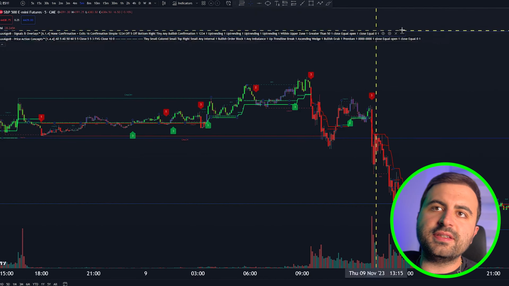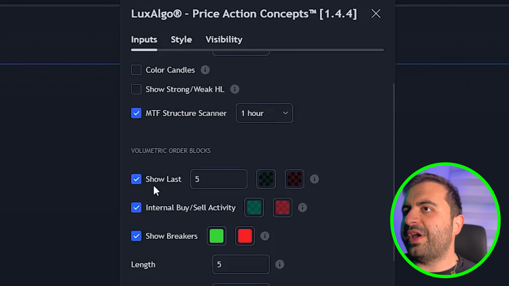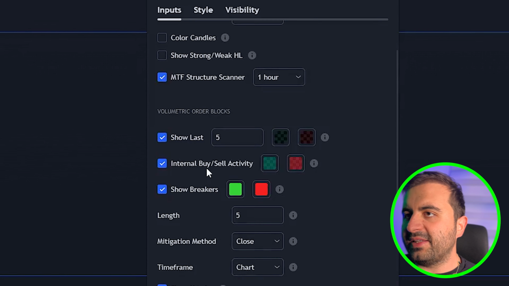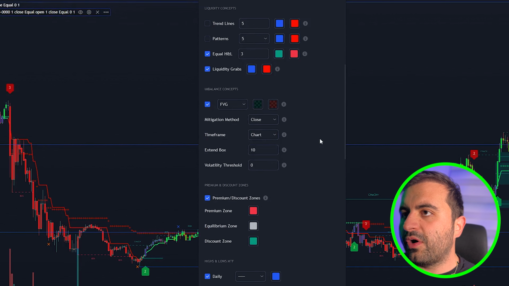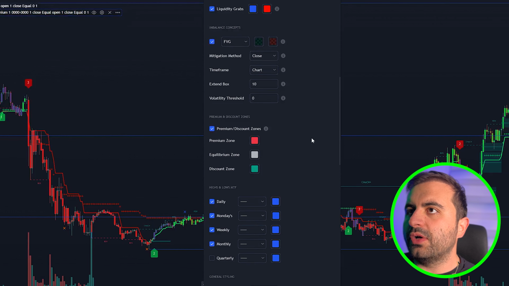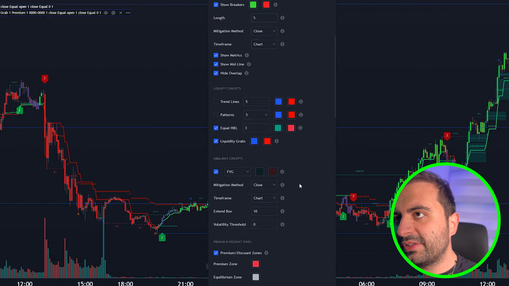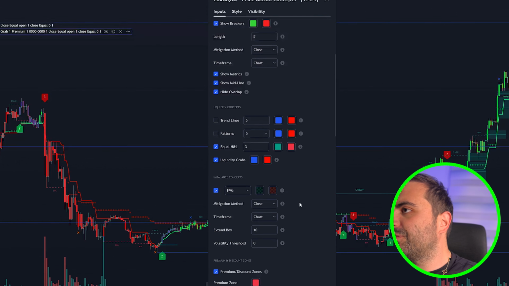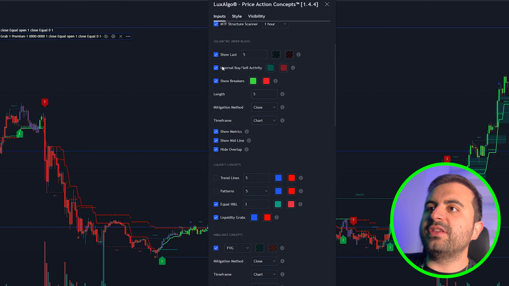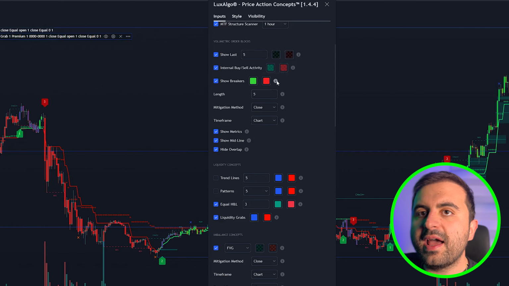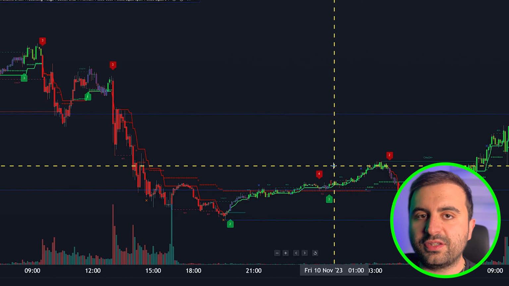Hit the OK button and let's go to the Price Action Concepts settings, and these are my settings. I have enabled the volumetric order blocks, the buy sell activity, the equal highs and lows, the gaps, the fair value gaps of course, and I have my premium discount zones enabled. I have my daily, Monday, weekly, monthly. These are really important for determining the trend of the market and the breakouts in my opinion, and I will explain why. And the show breakers, it's very important. I always use them. That's actually all of my settings. Hit OK and that's it. We are ready to trade.